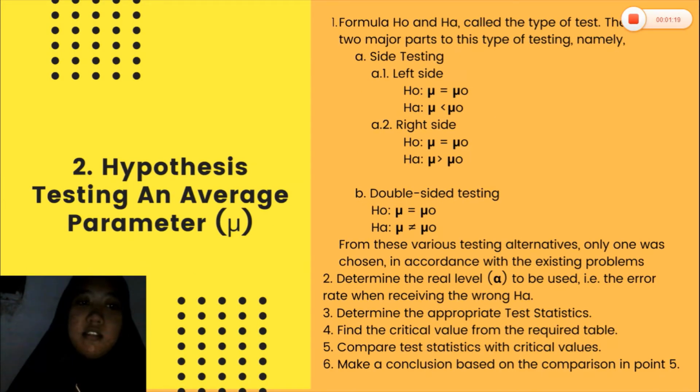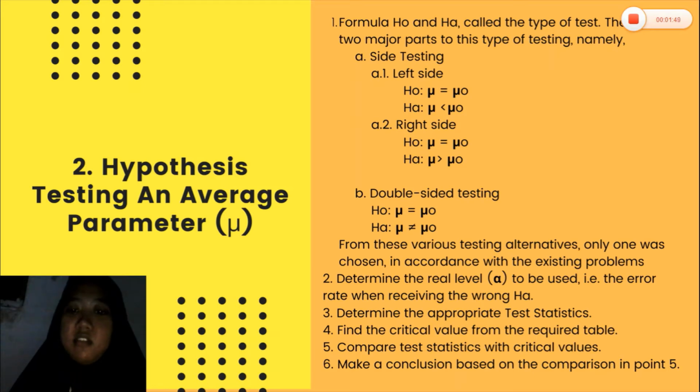Hypothesis testing and the average parameter mu. Formulas H0 and HA call the type of the test. There are two major parts to this type of testing, namely one-sided testing, left side and right side, and double-sided testing. From the various testing alternatives, only one is chosen in accordance with the existing problem.